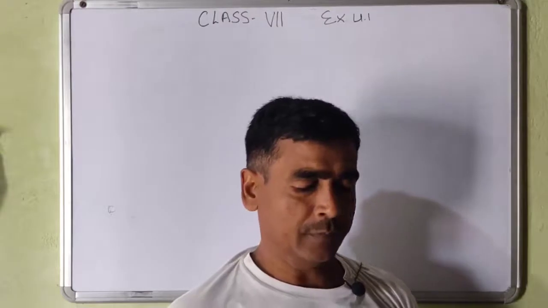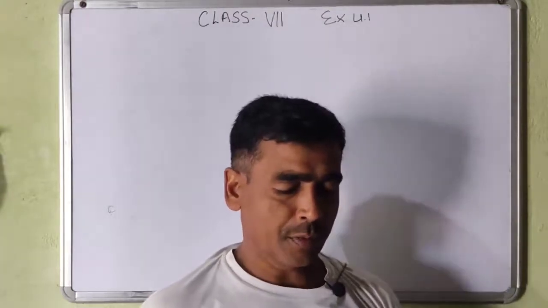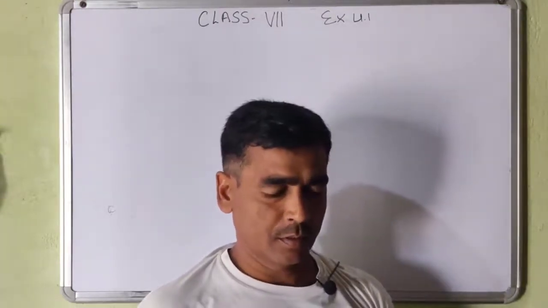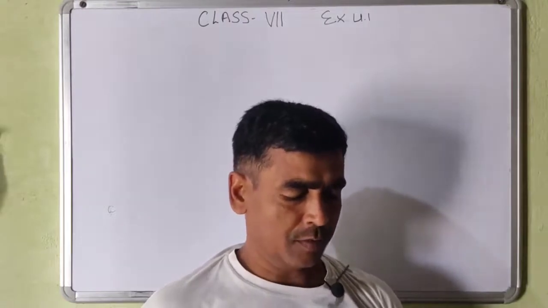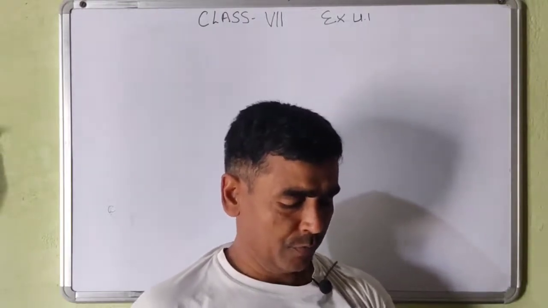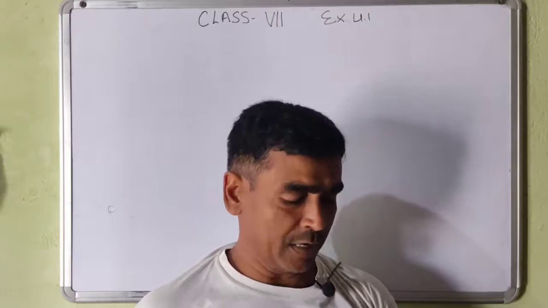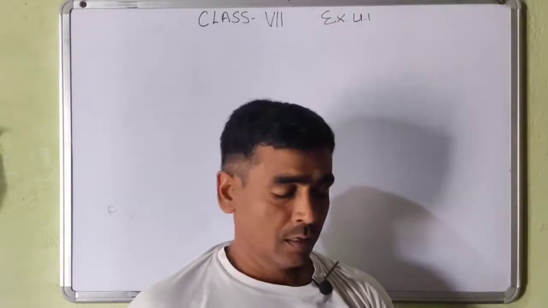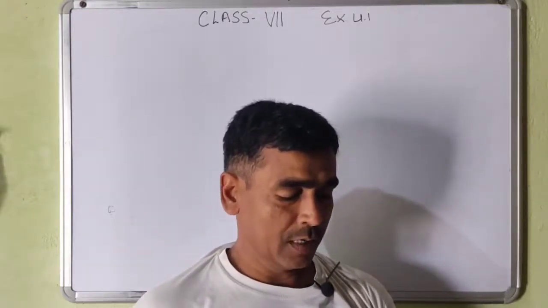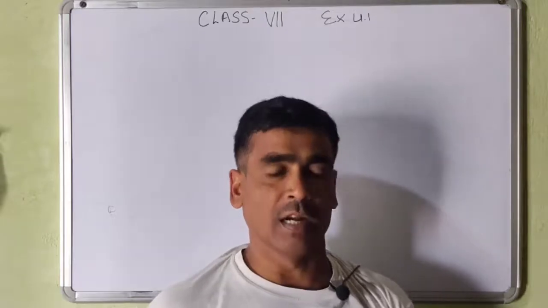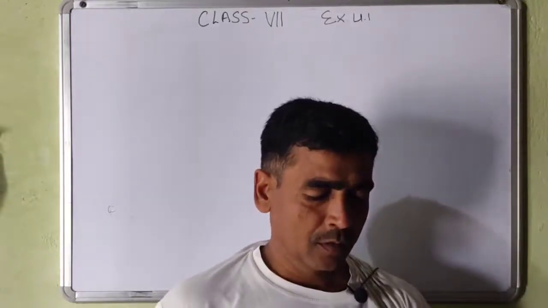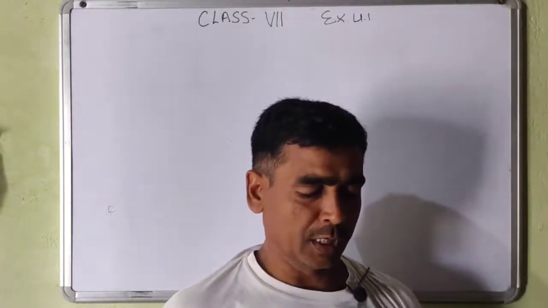Today we are taking chapter number 4, simple equations. What are equations? Equations are things we can write with variables, like the English alphabet letters A, B, C, D, X, Y, Z, etc. So these are the simple equations.